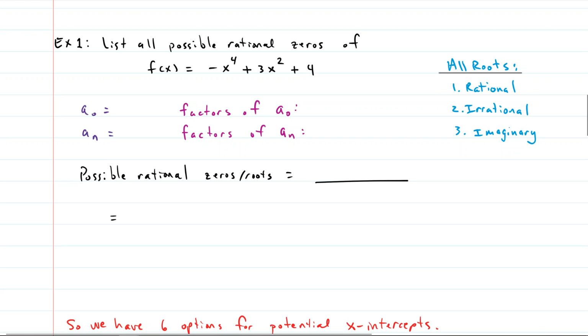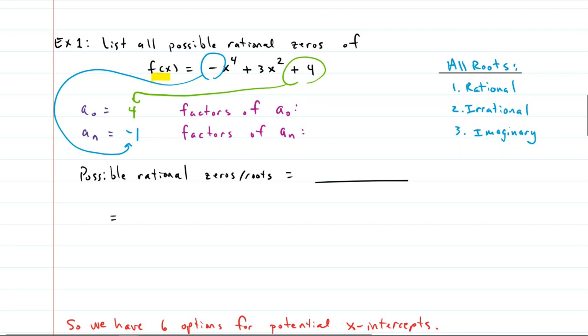So here we have a function. Our function here is f, and it's negative x to the fourth plus 3x squared plus 4. All right. First, we should probably identify what the leading coefficient and the constant terms are. So the leading coefficient is right here. That's a sub n. And that is -1. And we have the constant term, which is positive 4.